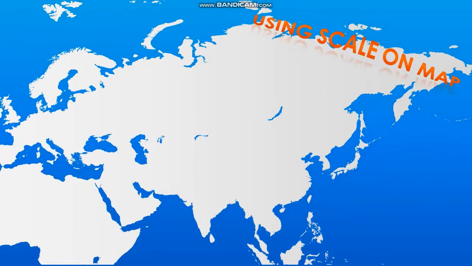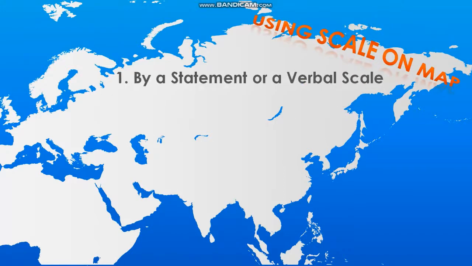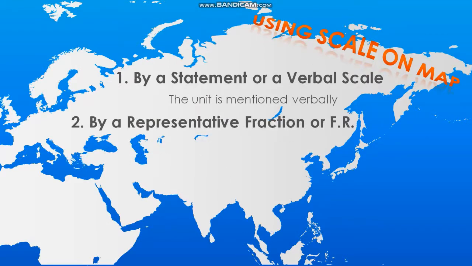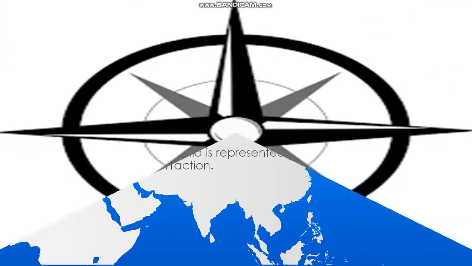Next, using scale on a map. The scale on a map can be shown in the following ways, like by a statement or a verbal scale. In a verbal scale, the unit is mentioned verbally, so it is also called the statement scale. Next, by a representative fraction, or you can say RF. In this method, the ratio is represented as a fraction.